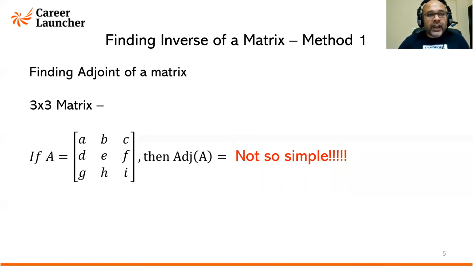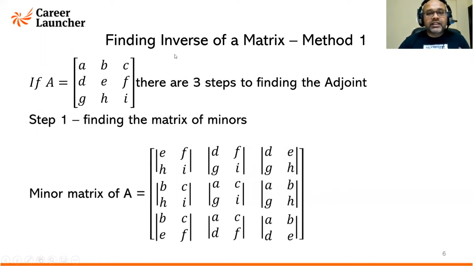Finding the adjoint of a 3 by 3 matrix actually has 3 steps in it. Step number 1 is finding the matrix of minors. If you recollect, in the session where I explained the process of a determinant, I showed you the meaning of a cofactor and the meaning of a minor. So recollect that. If you don't, please go back and visit that video. Our first step is to find the matrix of minors for the given A.